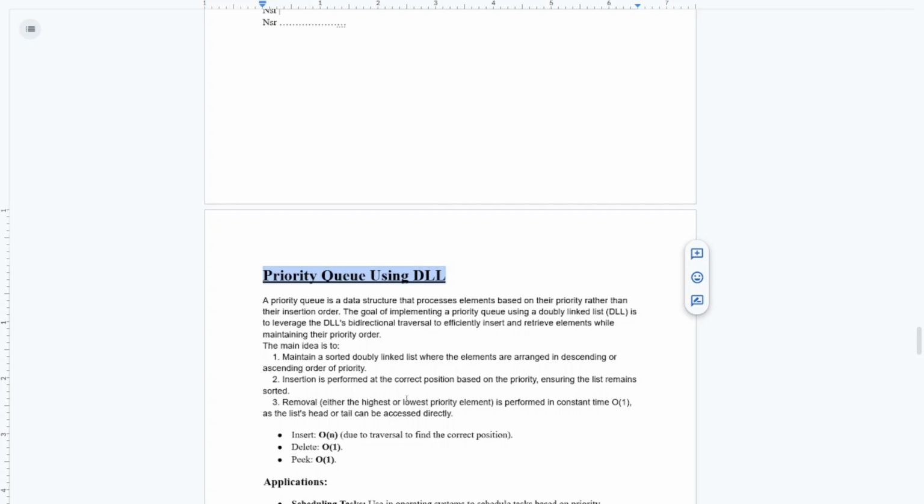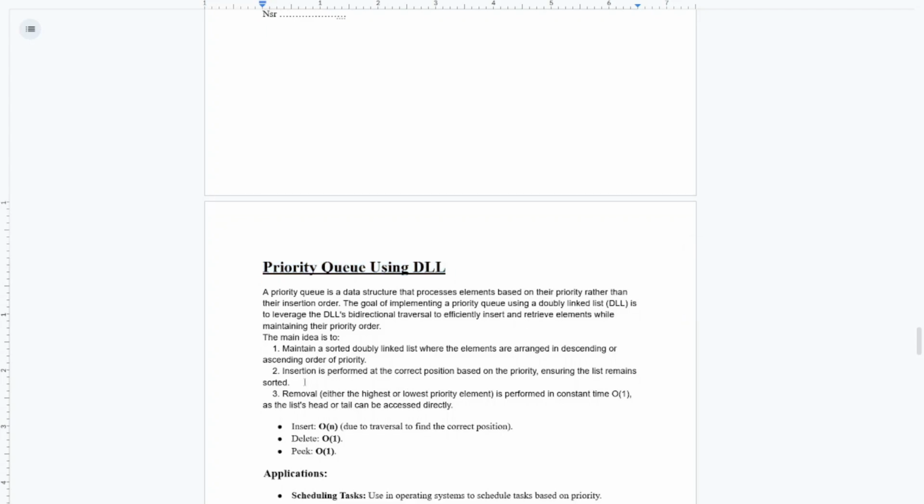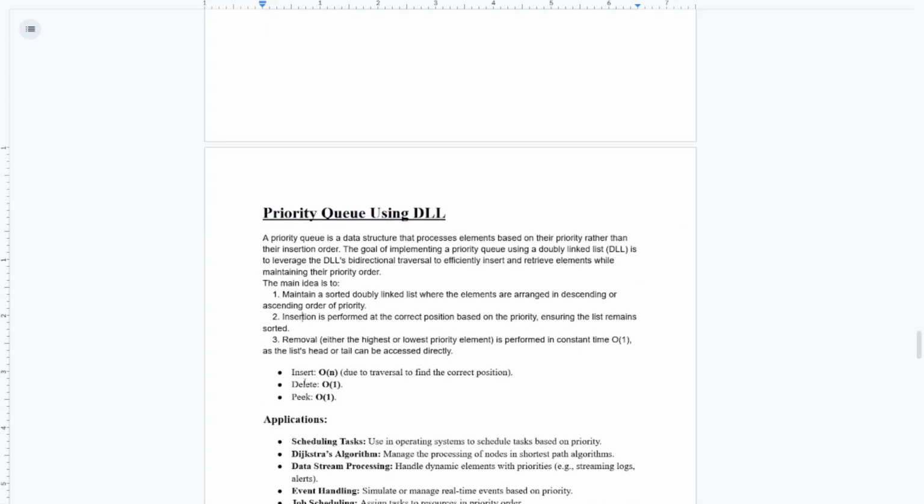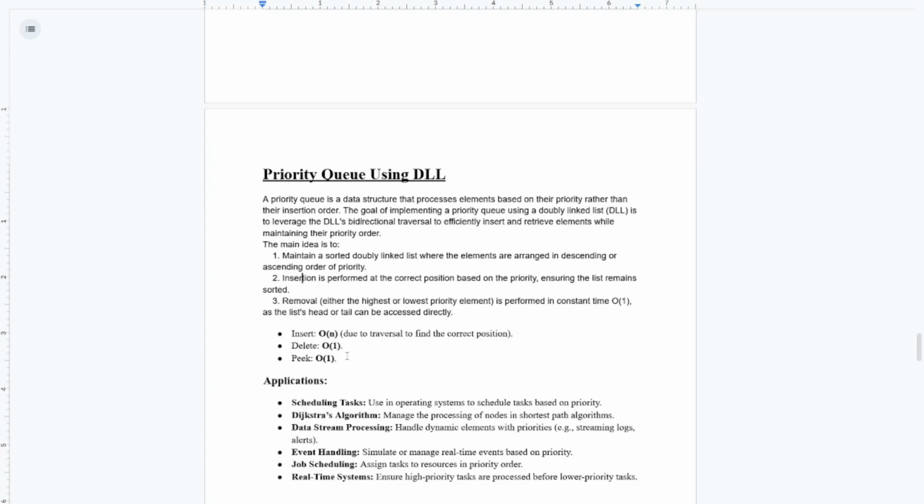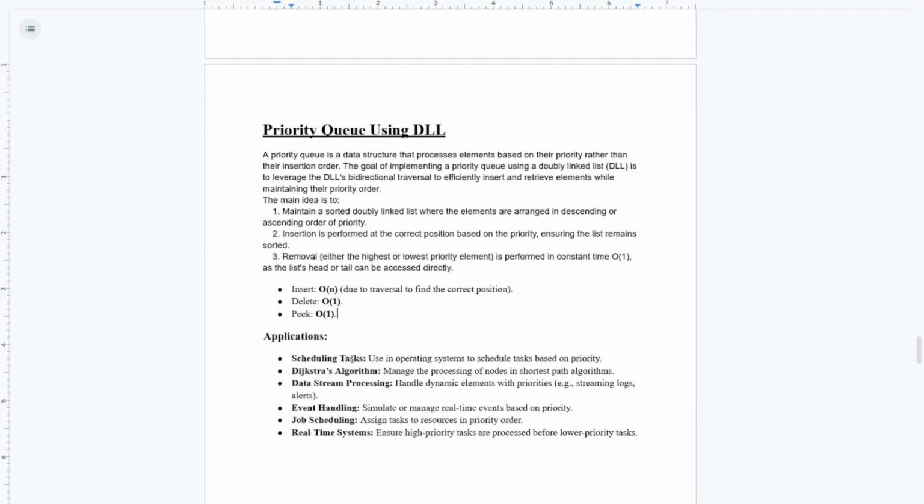Now, what we have to do? There will be a doubly linked list, and using that we have to implement priority. Okay, तो आप इसको read कर सकते हैं. Not a tough thing at all. Okay. Now, what will happen eventually? We can insert in big O of n time due to traversal to find the position. Then big O of 1 delete and big O of 1 peek.